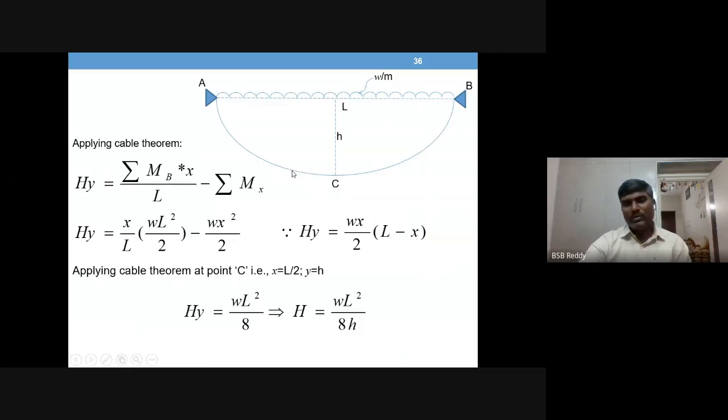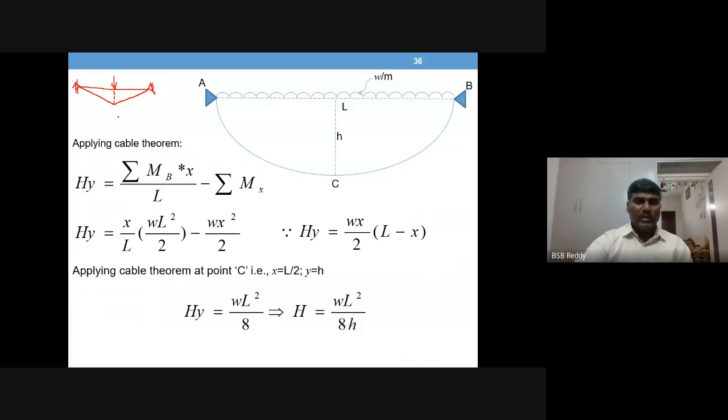Okay, what happens when the cable is subjected to a point load? Okay, so if this is a cable, if it is subjected to a point load or a number of point loads, what is going to happen to the cable? It is going to deform in the form of so many straight lines. So that's a basic difference that you have to understand.